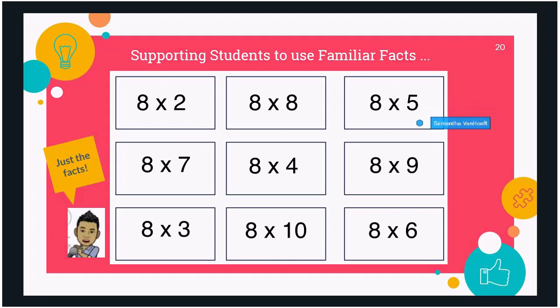For example, I used 8 times 2 to solve 8 times 4 because 8 times 2 is 16, so I just doubled 16 to find the product of 32. I would use 8 times 5 and 8 times 4 to find the answer of 8 times 9. And another student might say if 8 times 10 is 80, then 8 times 9 is 72 because it's one less group of 8. I feel like this format is a great way to support students to strengthen their connections between the numbers to use their familiar facts.